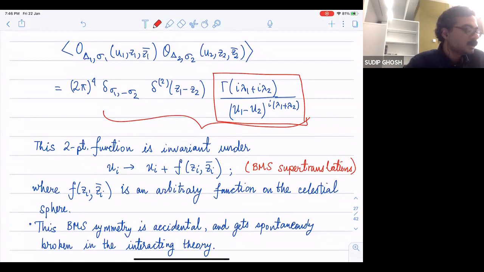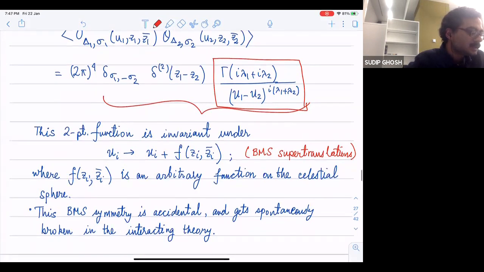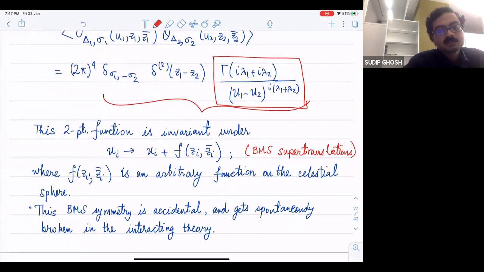Okay, and so in this very simple example, we see an incarnation of the fact that this 2-point function is invariant under BMS super translations. But it turns out that this exact invariance of the 2-point function is actually accidental. If you have been following the recent study on asymptotic symmetries, then you know that these asymptotic symmetries get spontaneously broken by a particular choice of the Minkowski vacuum. And so if you try to compute higher point functions, you will see that they are no longer trivially invariant.